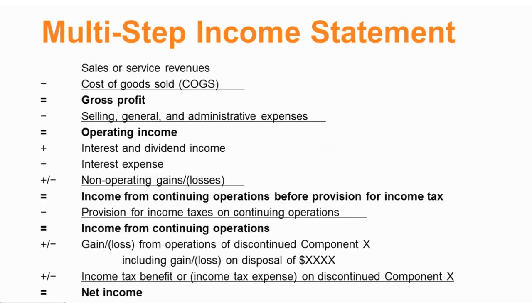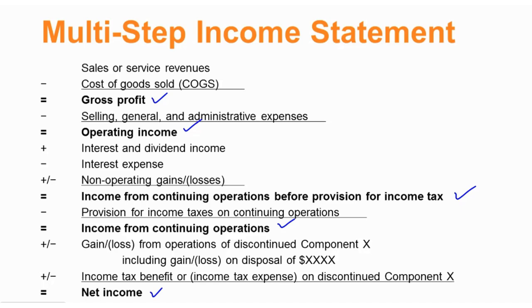Now what we have here is a multi-step income statement. The reason it's multi-step is because we start with sales or service revenue at the top, and at the bottom is net income. But between that revenue and net income, we have gross profit, operating income, income from continuing operations before income taxes, income from continuing operations, and net income. There's multiple steps as we go through this.